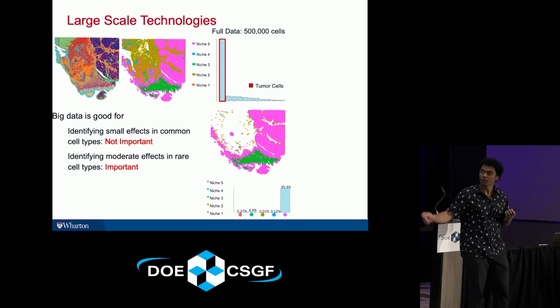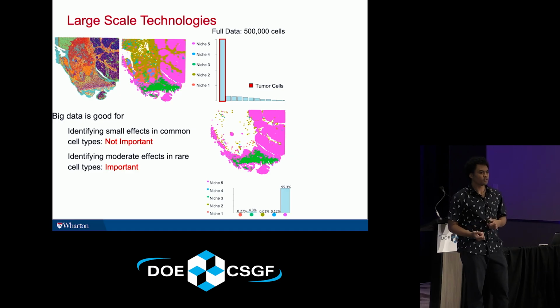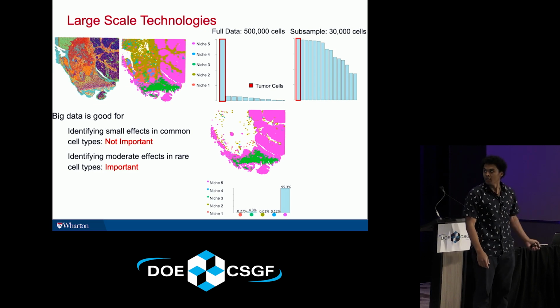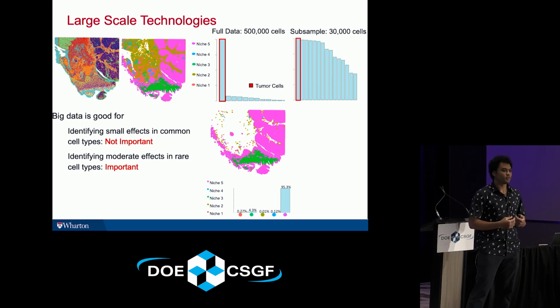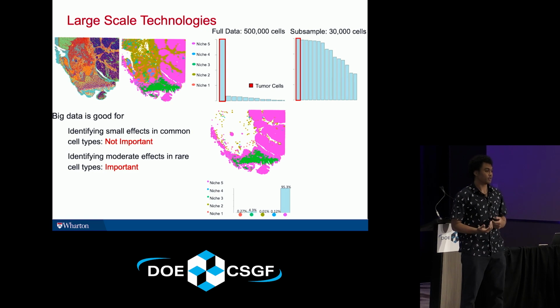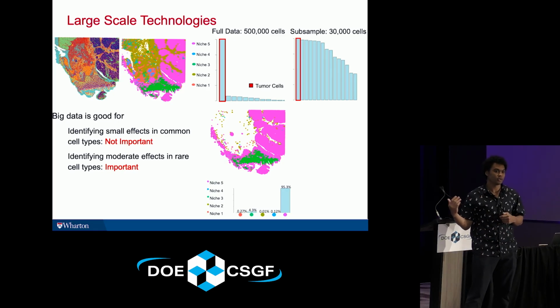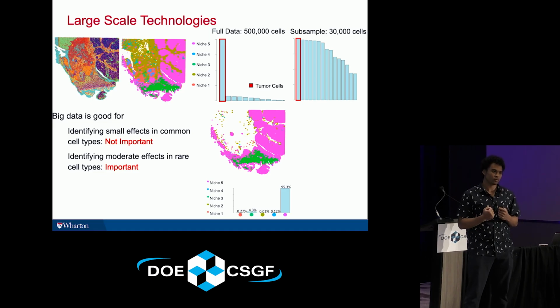For example, even though the cell type on the far right might be 1% of your sample, with 500,000 cells, you still have a sample size around 5,000, which is pretty adequate. And so what we want to do is exploit the redundancy in our data by doing some subsampling prior to analysis. So for example, our subsample, maybe 30,000 cells, will be downsampling the tumor cells relative to the rest of the cell types.